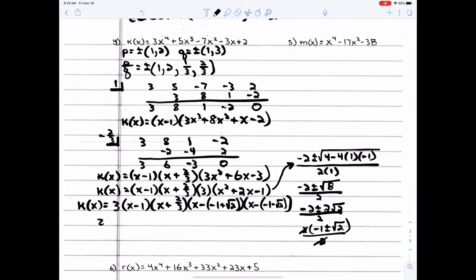And then what are the zeros? The zeros are 1, negative 2/3, and negative 1 plus square root. I'm going to write this one out. I always abbreviate them, but just so you understand. And if you write negative 1 plus or minus square root of 2, that's fine with me. Okay? So those are your 4 zeros.